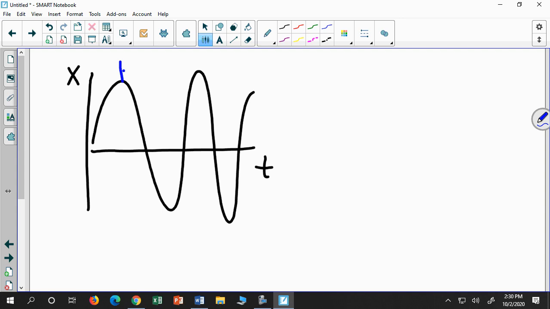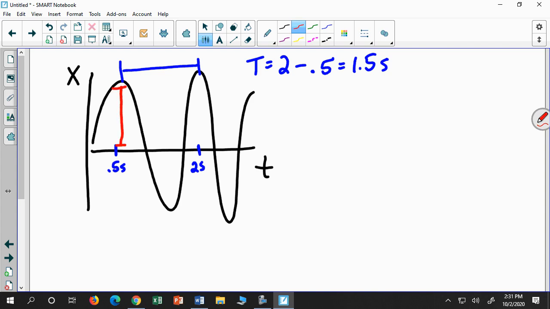To find the period, you find this distance. So for example, if this is 0.5 seconds and this is 2 seconds, then the period in this case would be 2 minus 0.5, or 1.5 seconds. That's the period for one full oscillation of that object that's in periodic motion. The other thing I want you to do is be able to find the amplitude. The amplitude is the distance from here to here.